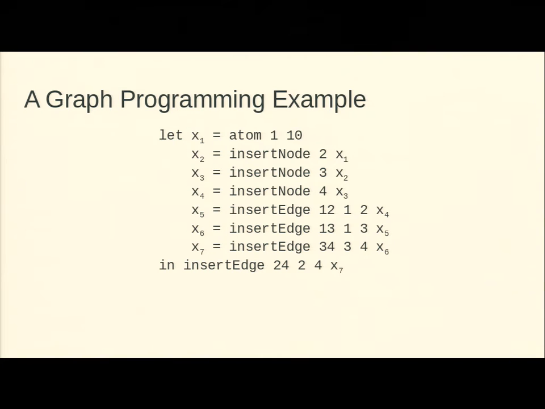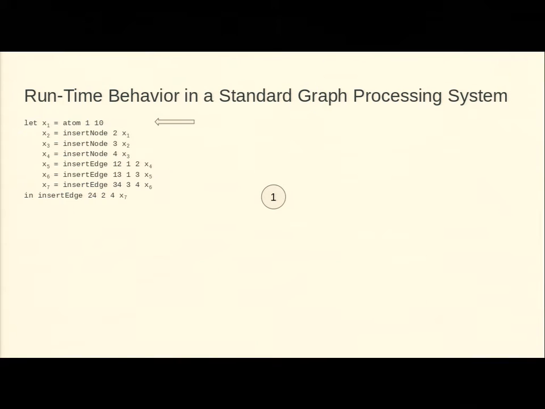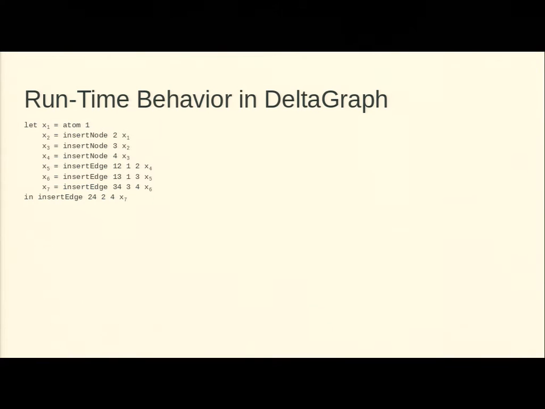So we'll start off looking at a pretty simple graph programming example. All right, so we create this graph. We insert some nodes, insert some connecting edges. Right, so we step through this. So this is the logical view of the graph in a standard graph processing system. You step through, nothing surprising, right? So now let's see what the runtime behavior of Delta Graph might look like.